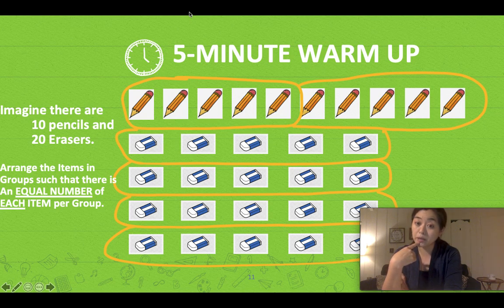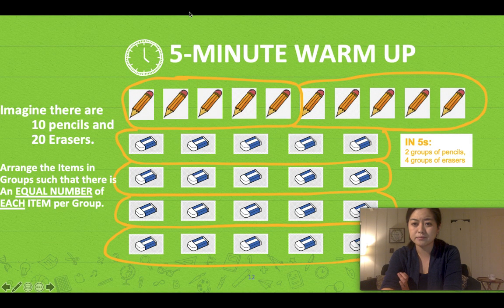Then how many groups of 5 of pencils are there? How many groups of 5 of erasers are there? There are 2 groups of pencils and 4 groups of erasers, where each group has 5 items.